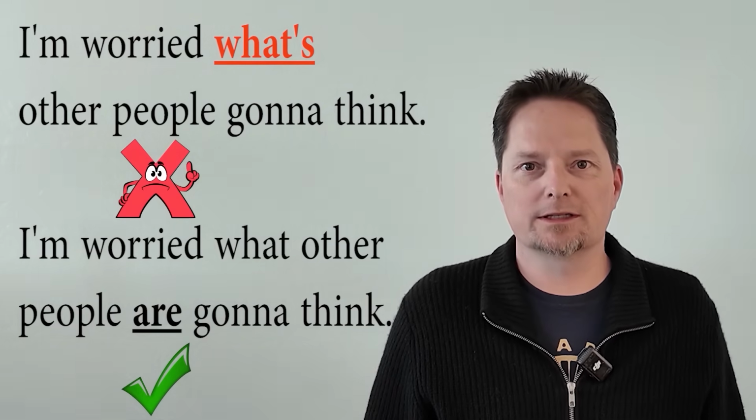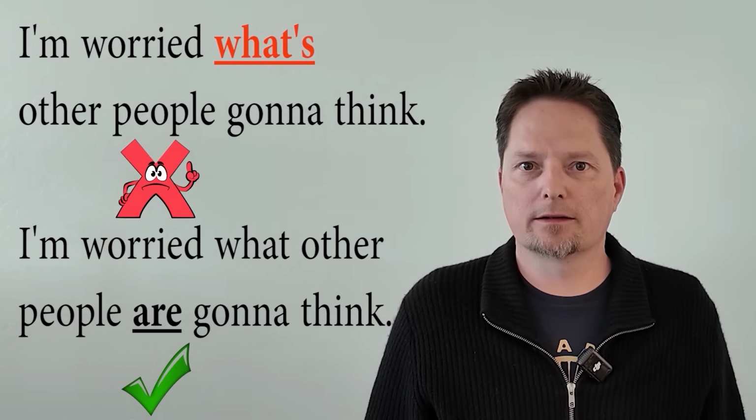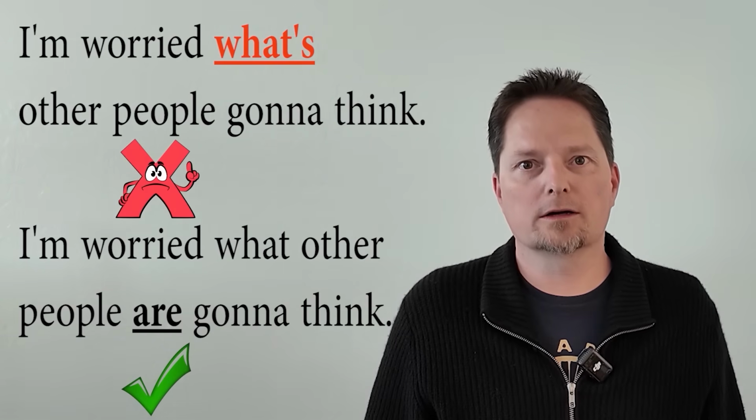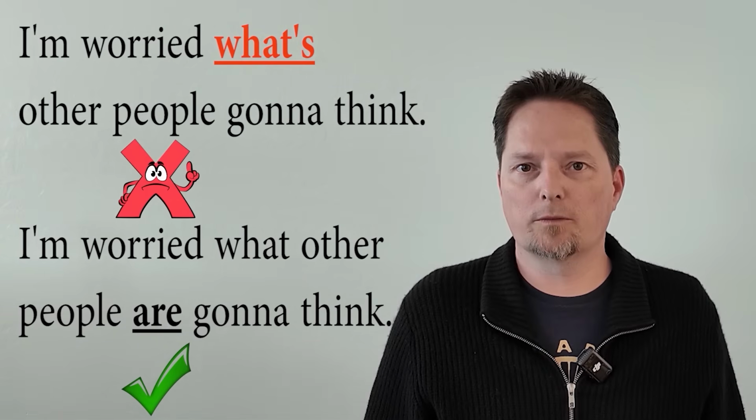This is a direct question. This is correct. What are other people going to think? But if you say I'm worried, you have to move the verb. I'm worried what other people are going to think. Pronunciation, what other people are going to think. Altogether, I'm worried what other people are going to think.